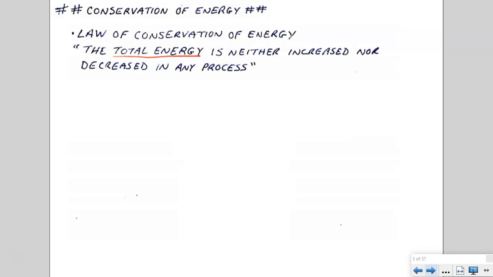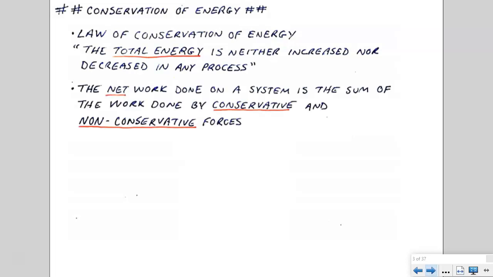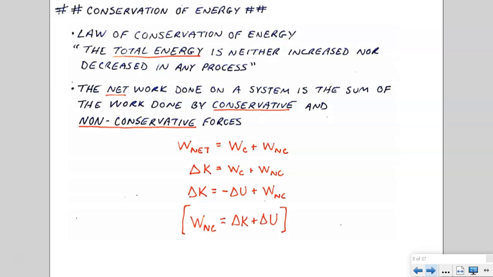We see this when non-conservative forces transfer energy into or out of a system, and when conservative forces transfer energy within a system. The net work done on a system is the sum of the work done by the conservative and non-conservative forces. We saw earlier that net work was equal to the change in kinetic energy, and that conservative work decreases potential energy. So the work done by non-conservative forces to transfer energy into or out of a system is equal to the change in kinetic and potential energy.